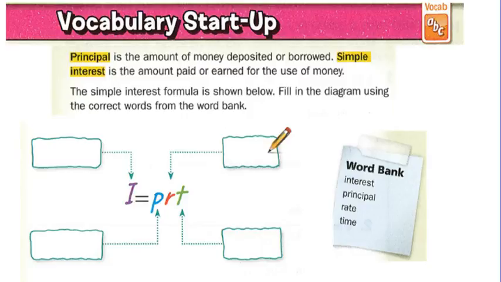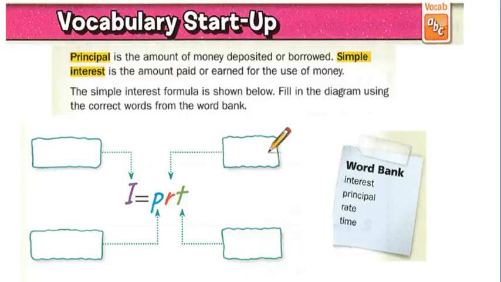Simple interest is the amount paid or earned for the use of money. Basically what that means is when you deposit money in a bank, the bank is going to pay you just for having money in there. So you earn what's called interest for having money in the bank. And on the other side of that, if you borrow money, you have to pay interest on the amount of money that you've borrowed. So if you borrow $500, you have to pay a percentage of that $500 to whoever loaned you the money until the money's all paid off.